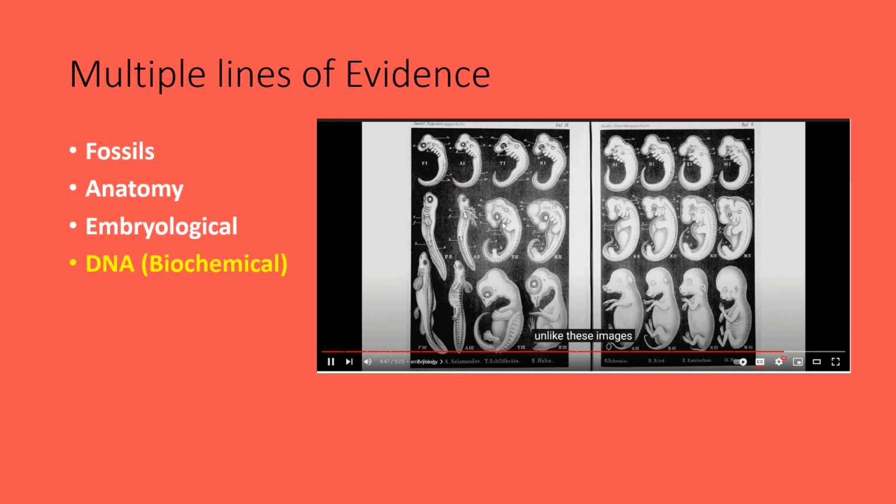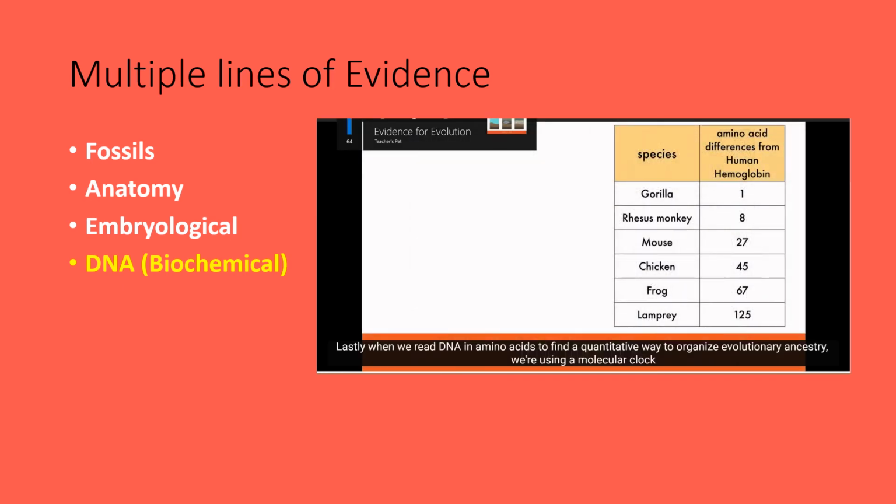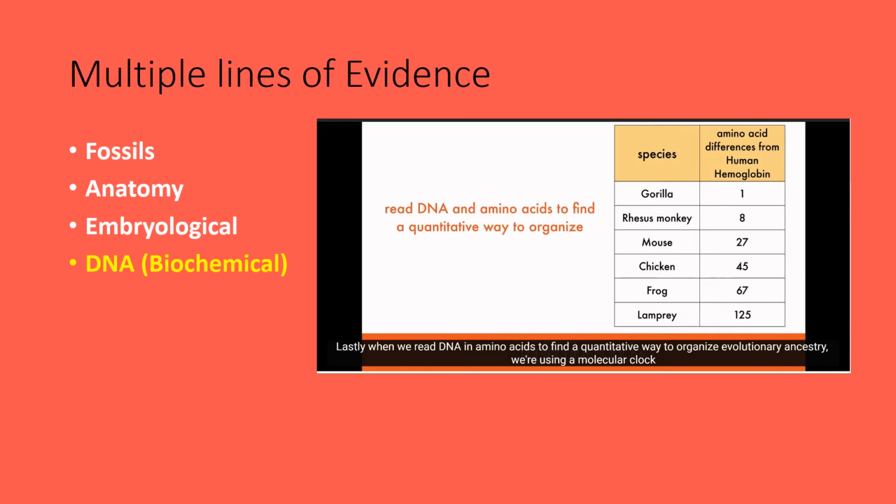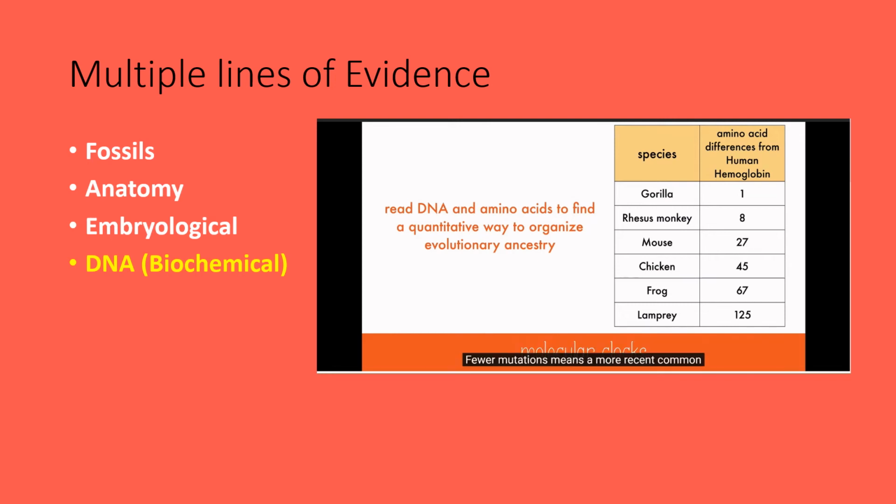Unlike these images. Lastly, when we read DNA and amino acids to find a quantitative way to organize evolutionary ancestry, we're using a molecular clock. Mutations happen at a steady rate, and more mutations mean a more distant relationship between the species. Fewer mutations means a more recent common ancestor.